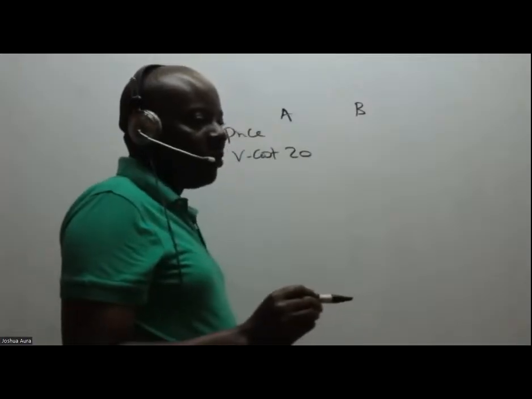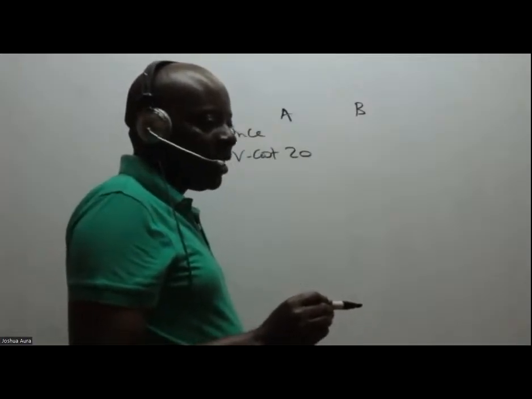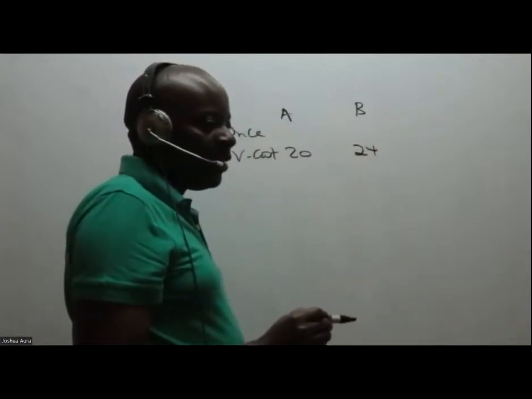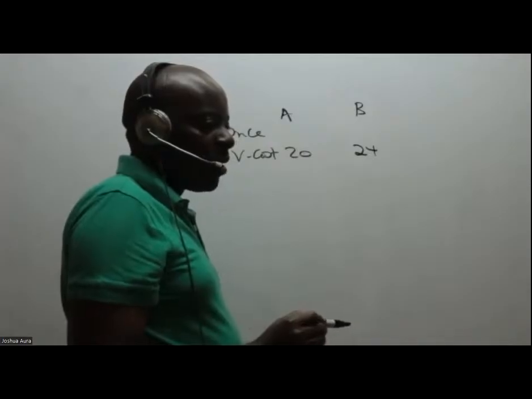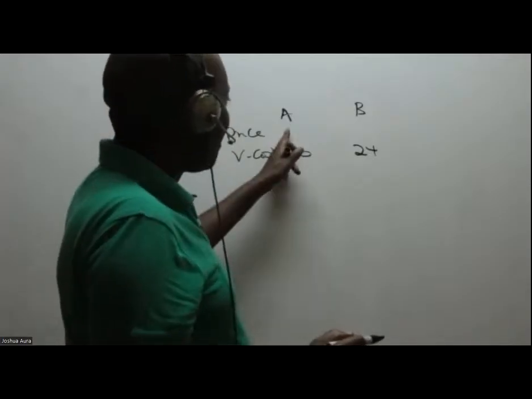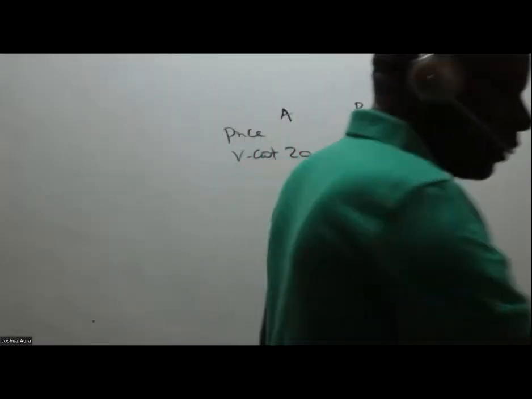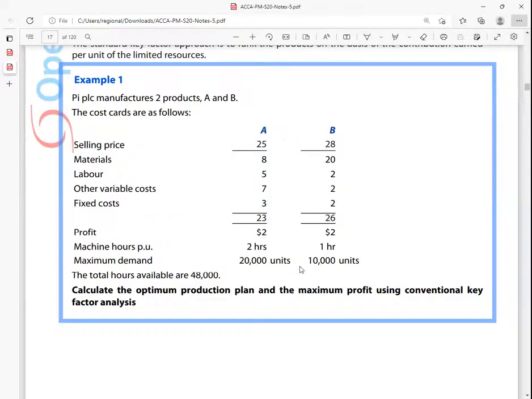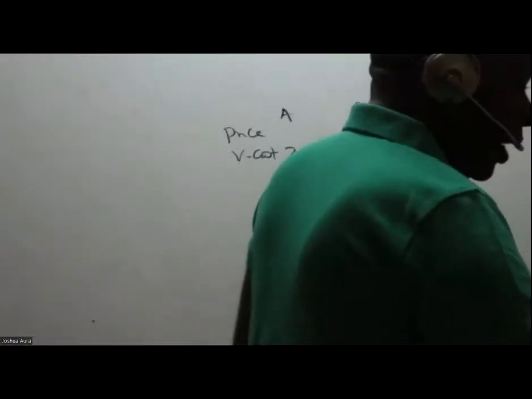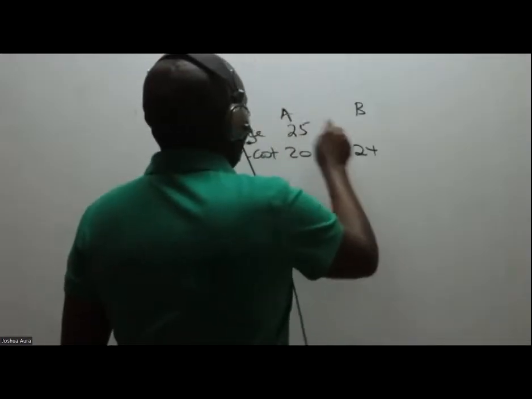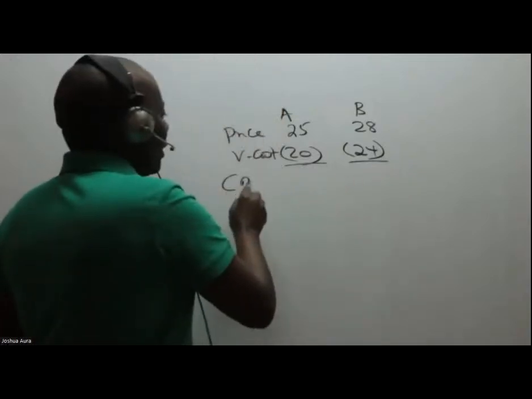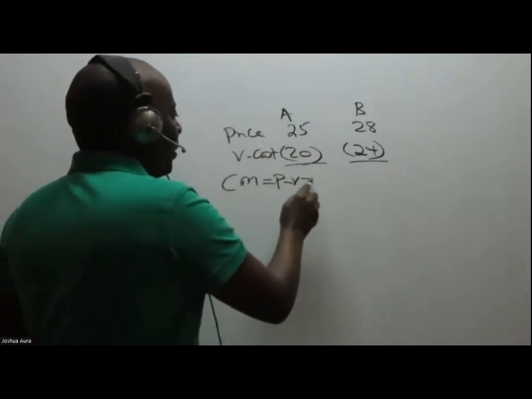How about variable cost for B? They are saying it is 24 for B. I suppose we want to imply that the variable cost of B is 24. Right. Thank you very much. The price of the two products has been given. The selling prices are given at 25 and 28. So the first step is for you to come and give us what we call the contribution margin, which is price minus variable cost.